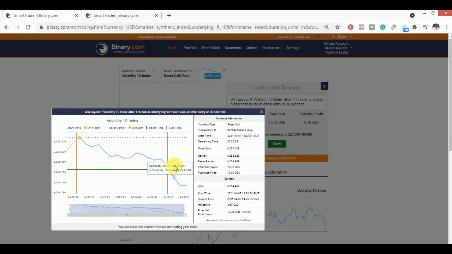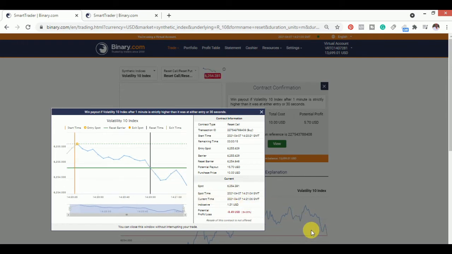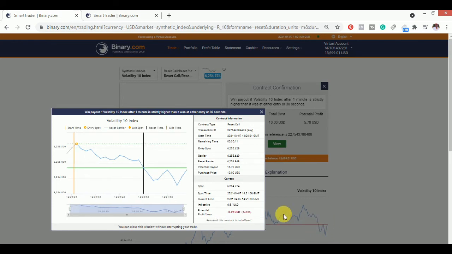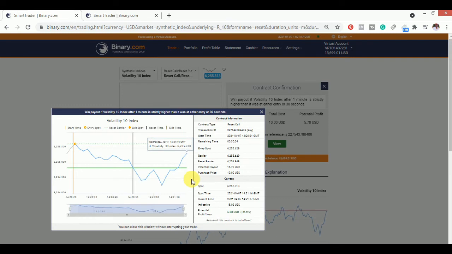At this point here, look at where the reset barrier is now. So this trade was directly placed, like this particular one. I should have checked the chart and seen that the market is falling. But now, based on the fact that we are trying to leverage the reset call option, let's see how helpful this can be to us.